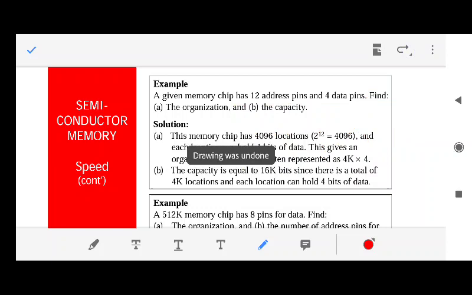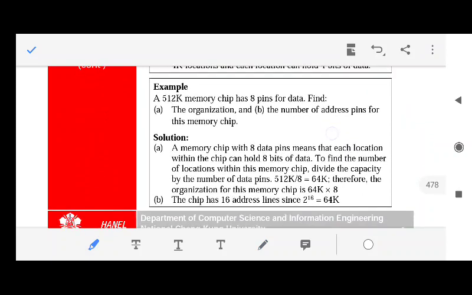Once you understand how the memory is arranged, then we can understand how to interface the memory. Before doing that, there is one more example. It is given that there is a 512 kilo memory chip. There is a memory chip whose size is 512 kilo and has 8 pins for data. Now explain the organization of the memory. Fine. So what has been given to you? It has been given that there is a 512 kilo memory chip. What does it mean? It means that there are 512 kilo locations in the memory.